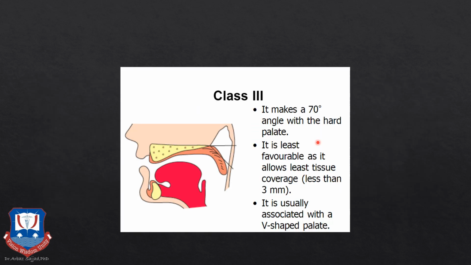Class 3 is a severe 70-degree angulation seen between the hard palate and the soft palate, and it is the least favorable for denture construction as it allows the least tissue coverage. There will be a lot of movement of the soft tissue during deglutition and speech, and this will affect the denture retention as the peripheral seal is compromised, and also results in gagging reflex in the patient.